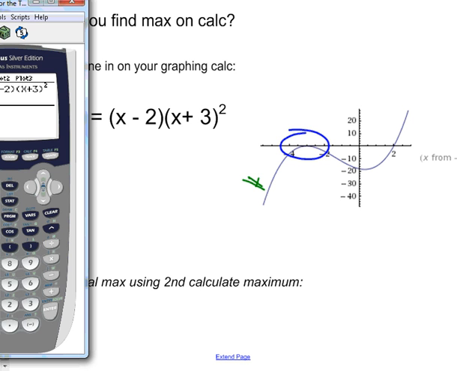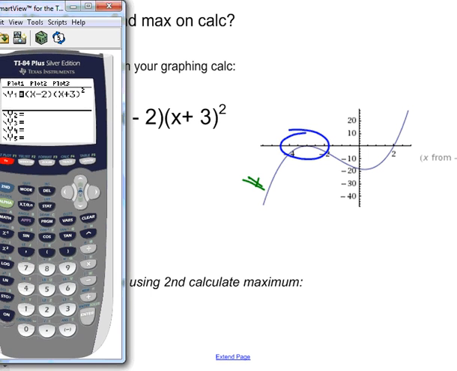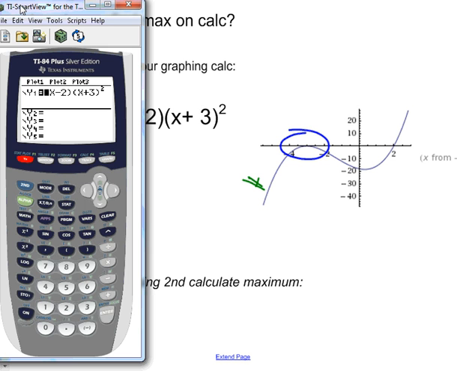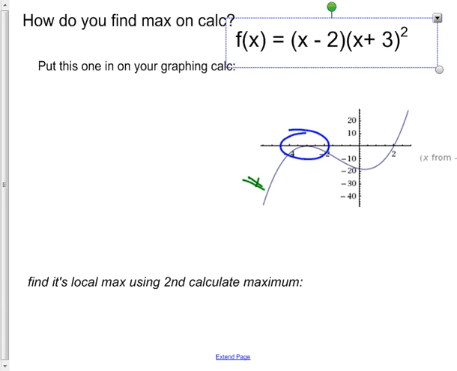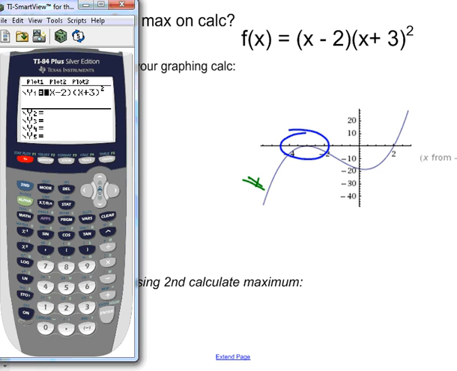Type that in, and I'll show you how to calculate the maximum or the minimum. Once you got that typed in, hit graph. Here, let me just move this over here so I can have my calculator up at the same time. There. And I hit graph. And my graph looks pretty nice because I Z-boxed it. I zoom with a box around the area that I wanted to zoom in on. And I can see it really well.